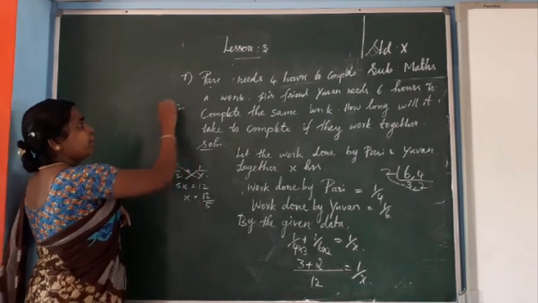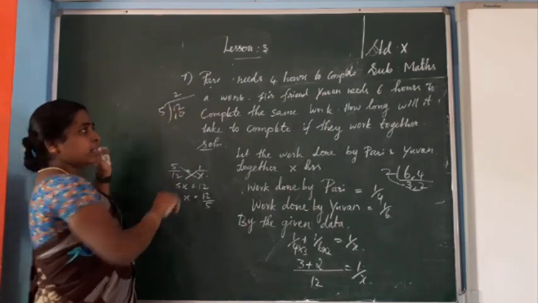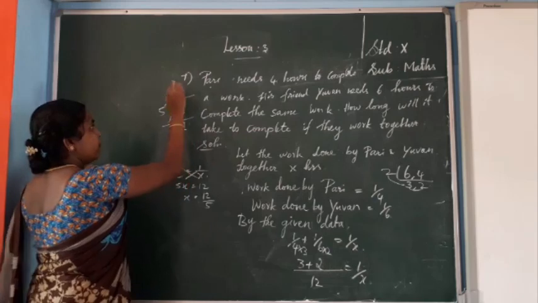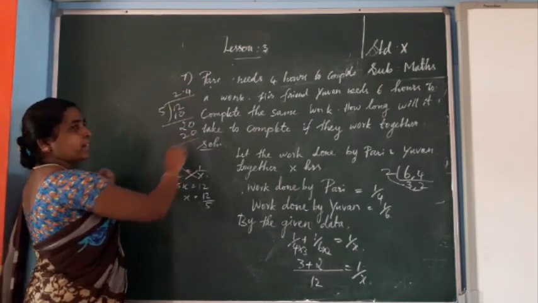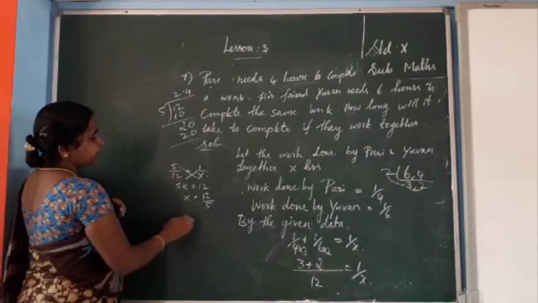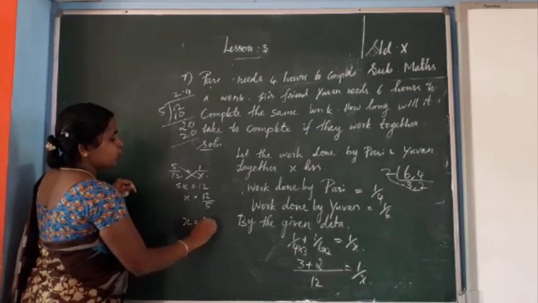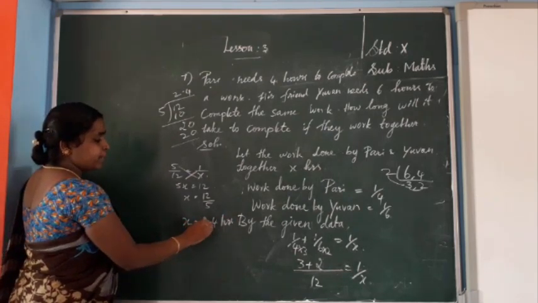12 divided by 5. So 2 5s are 10, remaining is 2. Then 0.0, 4 5s are 20. Okay, what we got? So x equal to 2.4 hours. Okay, 2.4 hours. So the decimal is there.